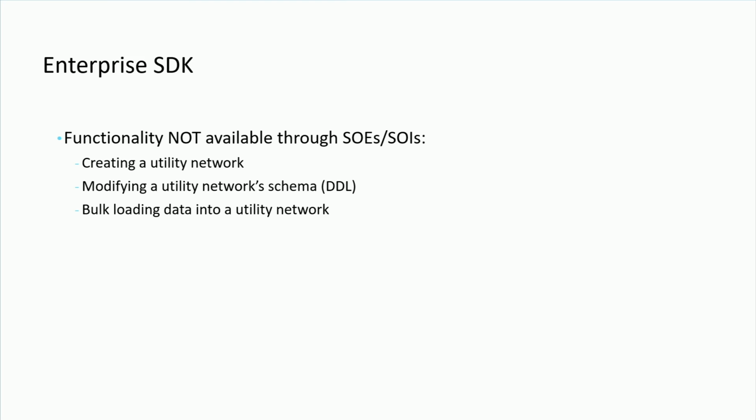And before we go through APIs, there are some functionality that are not available through Enterprise SDK. Those functionality include DDL. You're not allowed to create a utility network or modify the schema, so modify the tables and information, stuff like that. We have another SDK called the Pro Manage SDK. You can do DDL information through there, but you can also not edit or do DDL on a utility network. So that's kind of standard throughout all our SDKs.